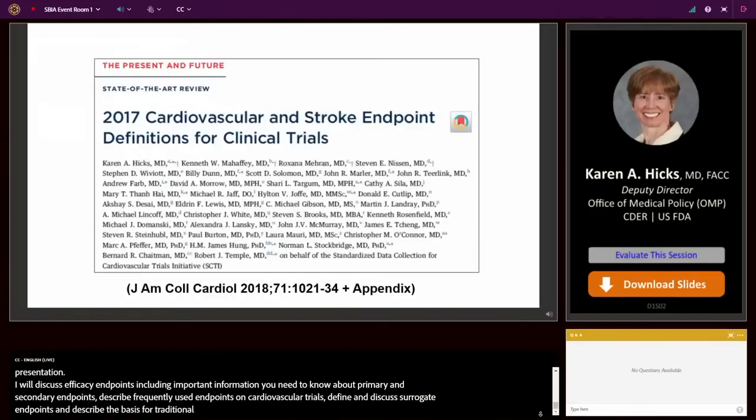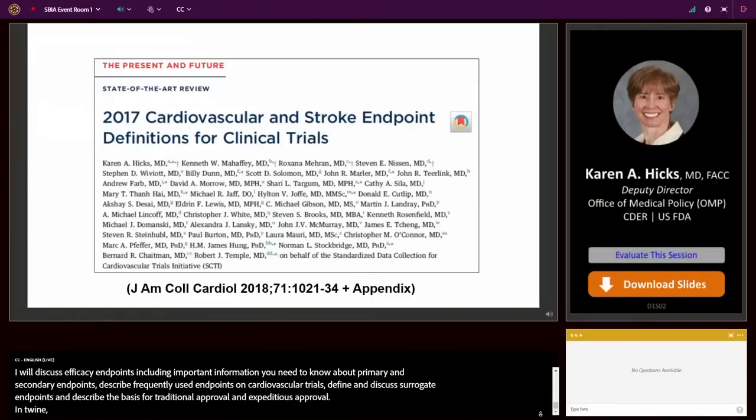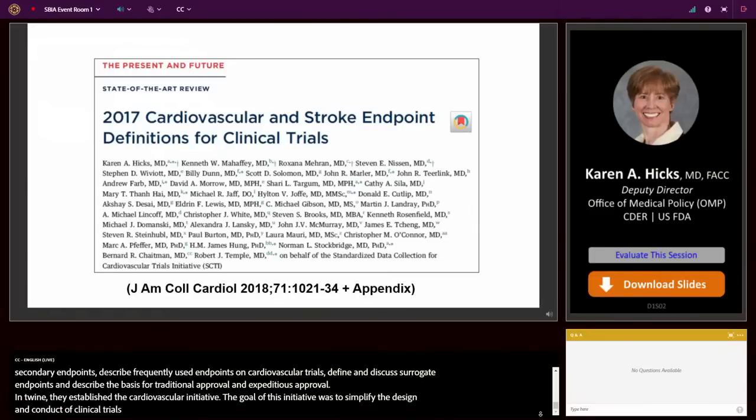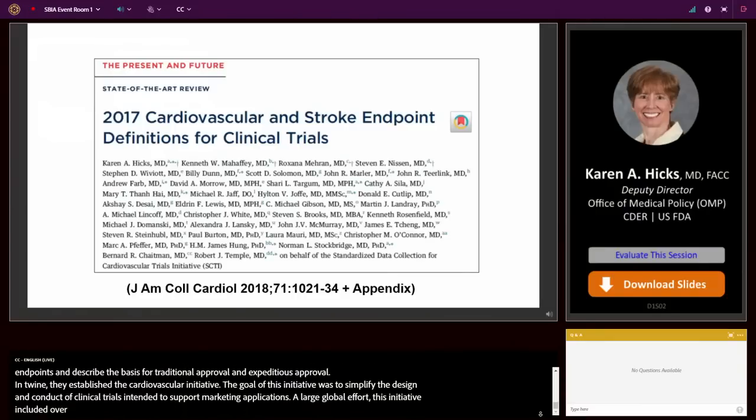Before I get started, I'd like to share the following two publications with you. In 2009, FDA established the Standardized Data Collection for Cardiovascular Trials Initiative. The goal of this initiative was to simplify the design and conduct of clinical trials intended to support marketing applications. A large global effort, this initiative included over 20 stakeholders, including representatives from some of the best clinical events committees in the world. Together, we created cardiovascular and stroke endpoint definitions for clinical trials.